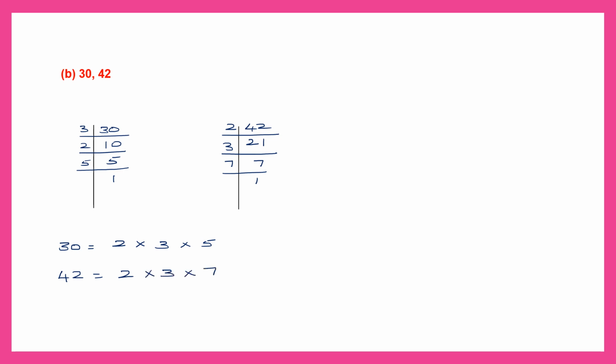Now let's see what is common here. As you can see, we have 2 that is common. 2 is common. And we can also see 3 that's common. So let's circle 3 also. So 3 is also common here.